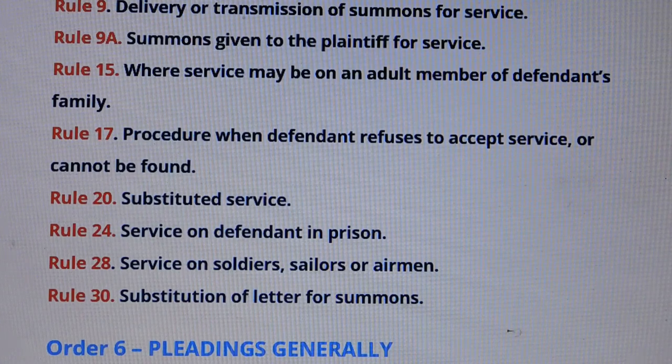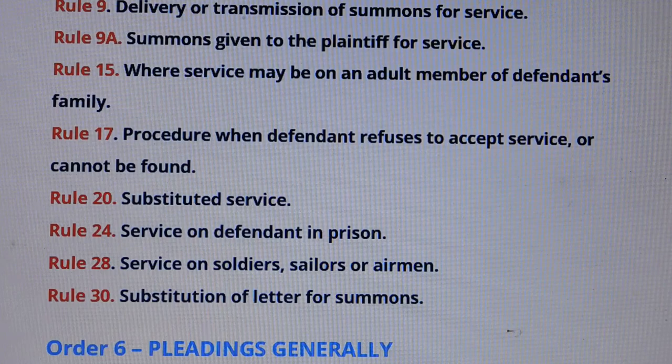Rule 20, substitute service. Rule 24, service on defendant in prison. Rule 28, service on soldiers, sailors or airmen. Rule 30, substitution of letter for summons.